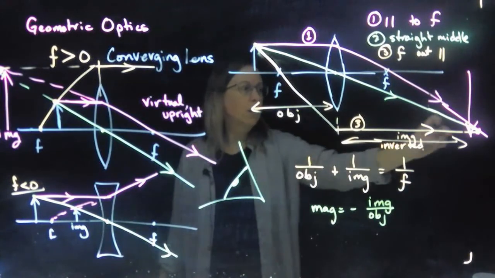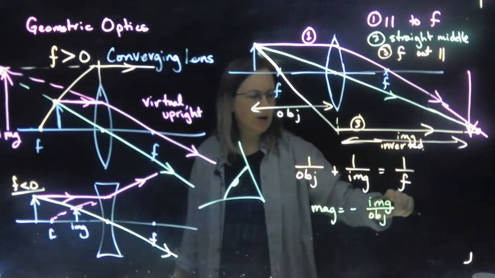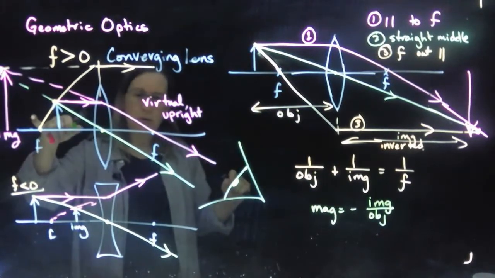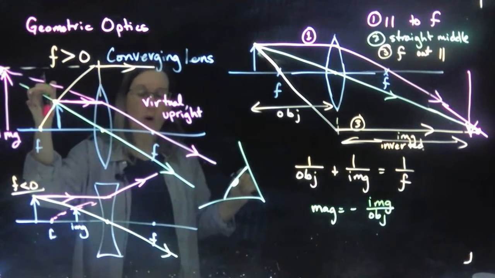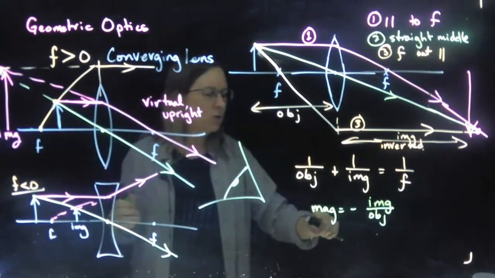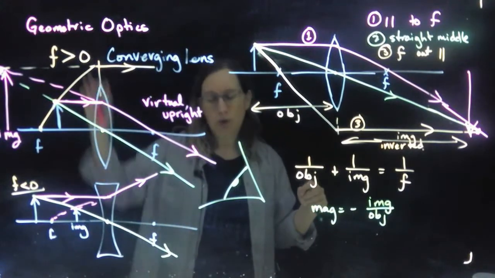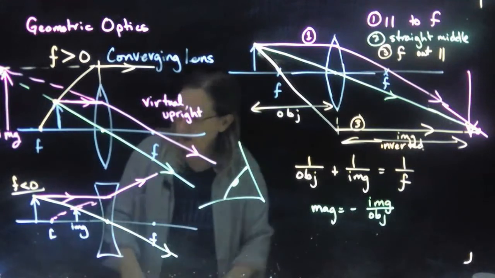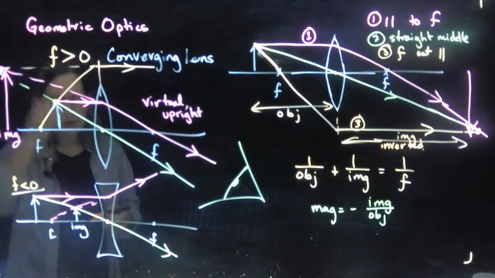Over here, I've got an inverted image because I've got both positive numbers. This is a negative image distance on this one because it's on the wrong side. The image is not on the side where you think it should be, and so you get a magnification that's positive, which gives you upright. Same thing over here.